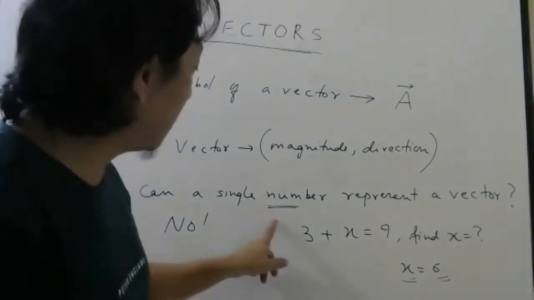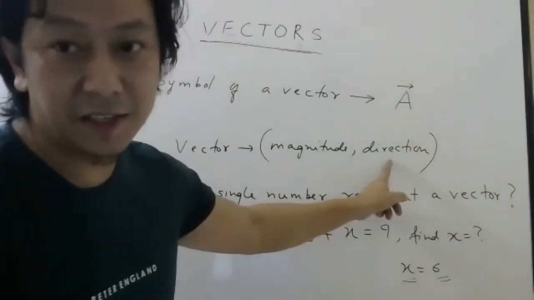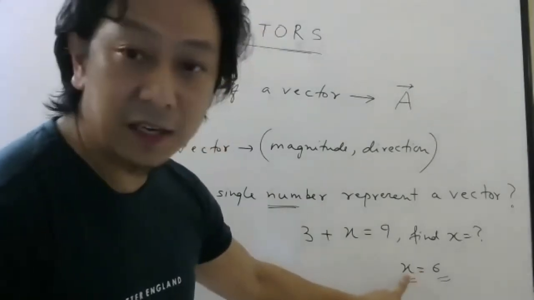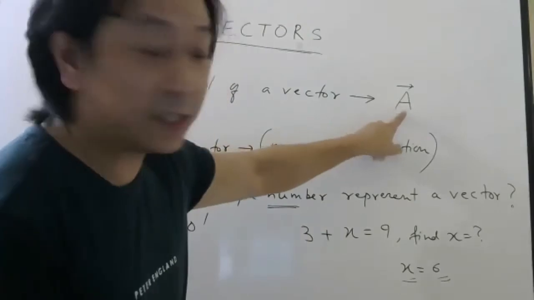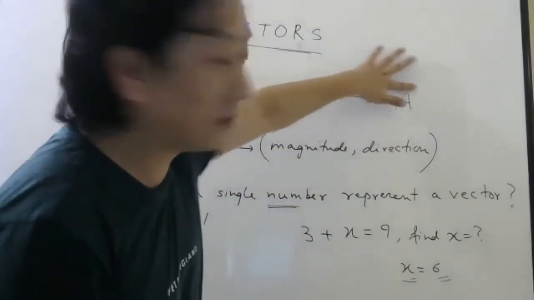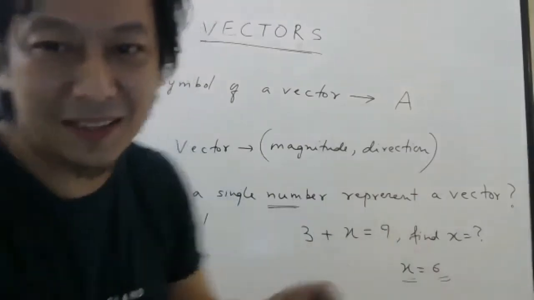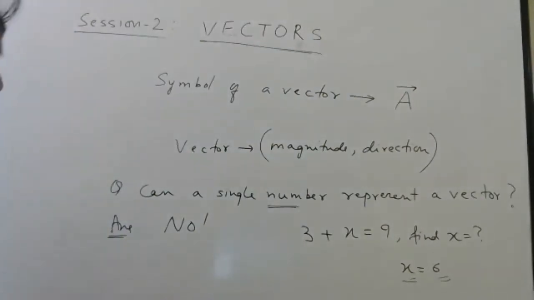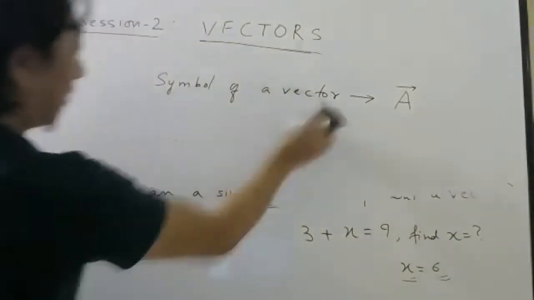So a single number cannot represent a vector because a vector should have magnitude as well as direction. Since you have the habit of writing numbers for letters, I don't want this to be simply a letter like this. If it is simply a letter, you may think it represents some number, which is not the case. So I'm putting an arrow mark. So we write the symbol of a vector this way.